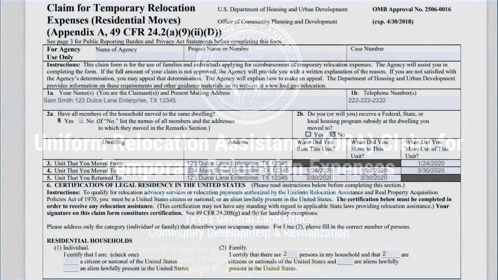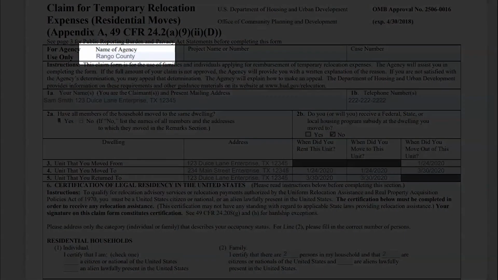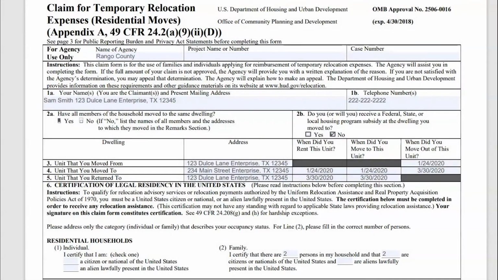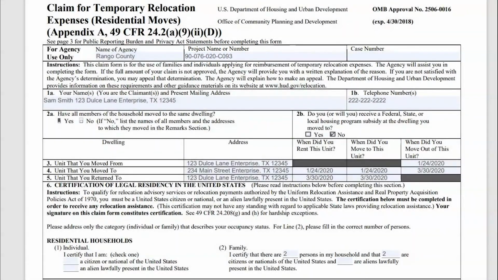After receiving the claim form from the claimant, the subrecipient should use the form to complete the agency sections and determine the eligible reimbursement amounts. Beginning with the first 3 cells where it says for agency use only, subrecipients should enter the subrecipient name in the name of agency cell, the GLO contract number in the project name or number cell, and the Tiger project number assigned when the applicant is input into Tiger in the case number cell.